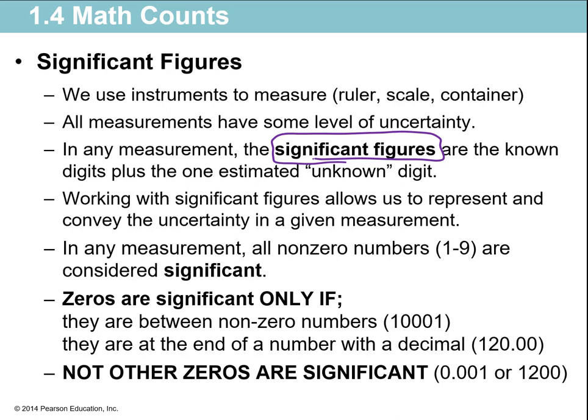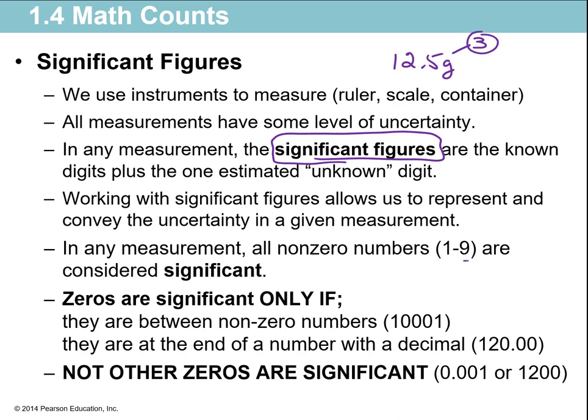So significant figures, by definition, are all of your measured values plus that one number that's uncertain. So if I said that there's 12.5 grams, then that means that I know it's 12, and the 5 might be like 5.1 or might be like 4.9, but the last digit usually has a little bit of uncertainty in it. So that would have 3 significant figures: the 1, the 2, and the 5.